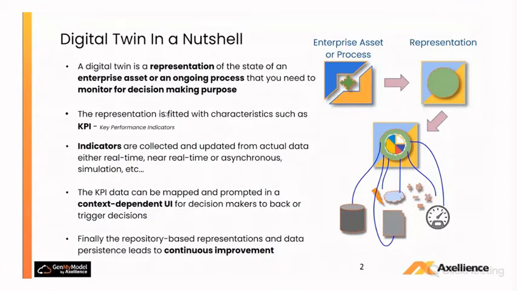Collected KPIs should be made available and enrich the models you're building. So the KPI data can be mapped and prompted in a context-dependent user interface for users to make decisions or back or trigger the decisions, putting the KPIs in their own business context where they feel at ease to make decisions. And finally, the repository-based representations of the digital twin and the related data can be made persistent thanks to the repository, which adds value to the digital twin to use it for continuous improvement, as we'll see in some of the next slides.